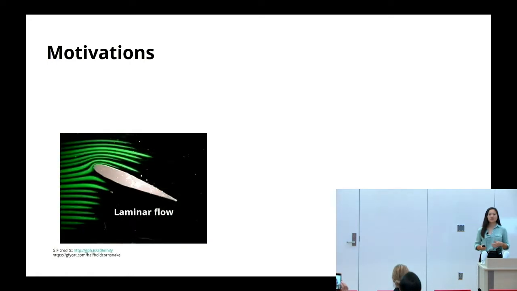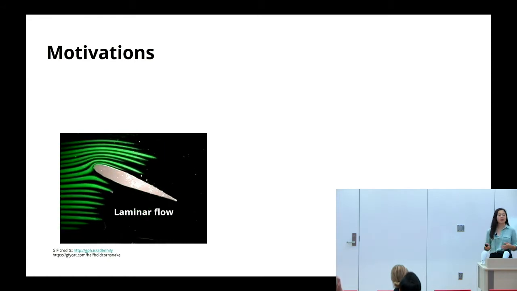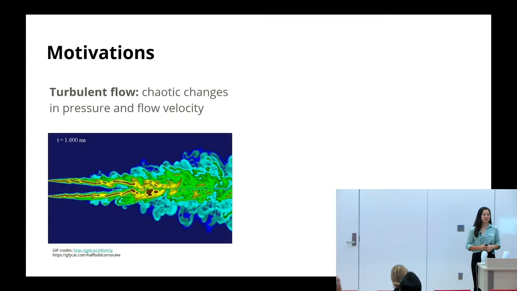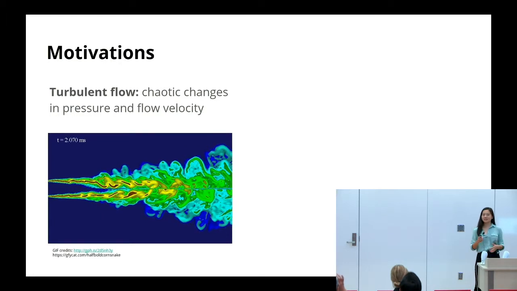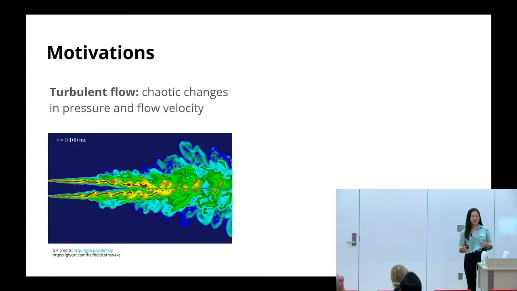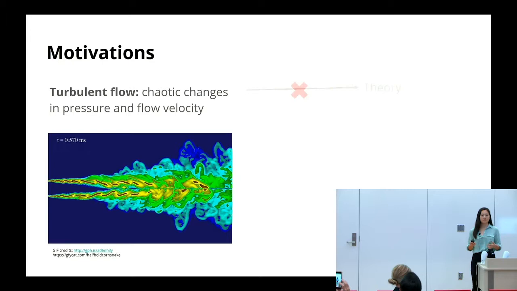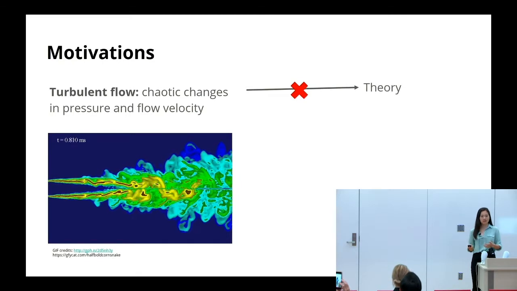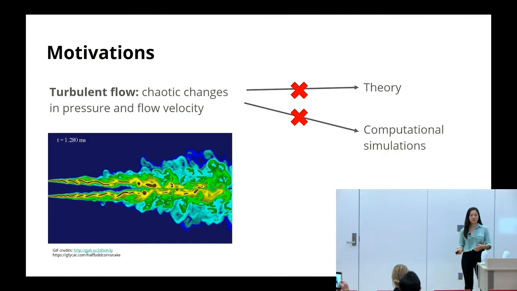Before I dive into the details of my research, I want to talk a little bit about the motivations. This is what laminar flow looks like. It's pretty simple. The layers of the fluid are not interacting, and we know how to model this. This is what turbulent flow looks like. As you can see, it's much more complex, with chaotic changes in all different kinds of variables, and this is what makes it so much more difficult for us to model analytically, with theory. Also, it's very computationally expensive to model in simulations.